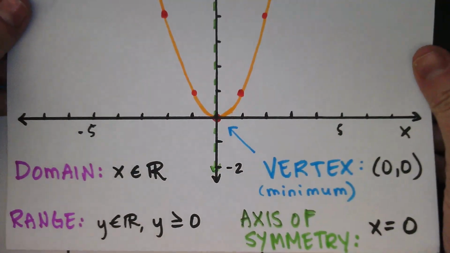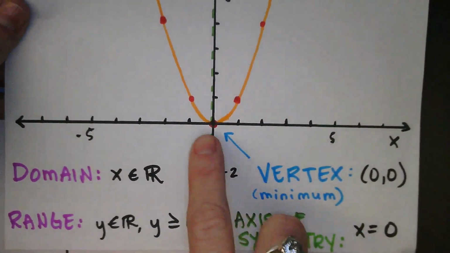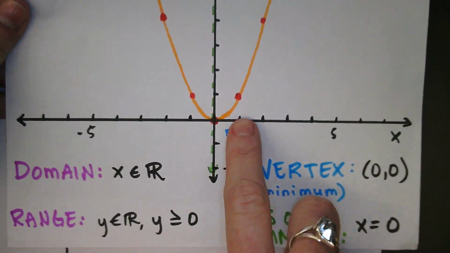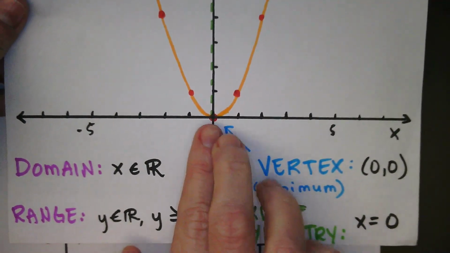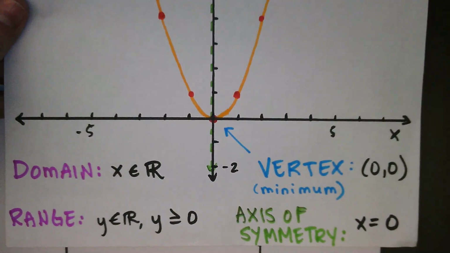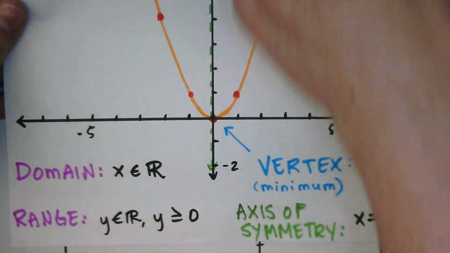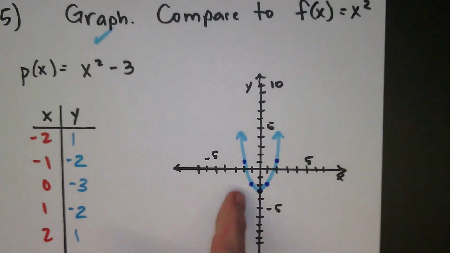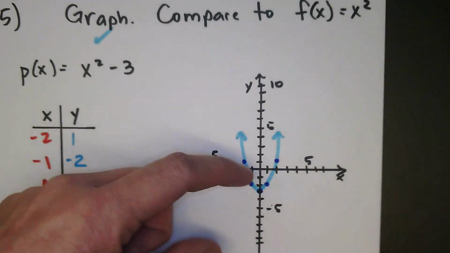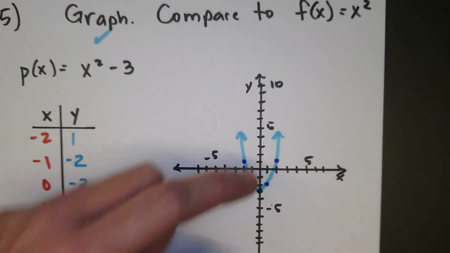This is the part I want to focus on. Vertex centered at the origin. The growth is to the left and right 1, up 1, because 1 squared is 1. To the left and right 2, up 4. Real numbers for the domain, the range, everything above 0. Axis of symmetry right down the middle. We have a lot of that happening here. The only thing that's happened is the parent function would be centered here at the vertex.